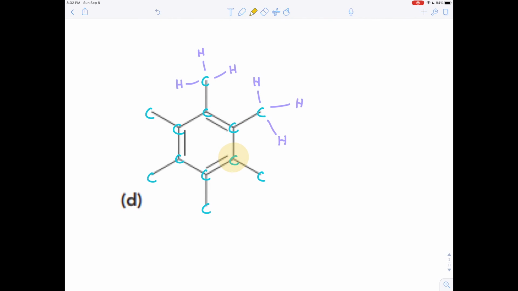Going around clockwise, this carbon here has 1, 2, 3, 4 bonds drawn explicitly. That means there are no implicit bonds to hydrogens around it. This carbon here only has 1 bond drawn to it explicitly. That means that it has 1, 2, 3 bonds implied, bonds to hydrogen around it.